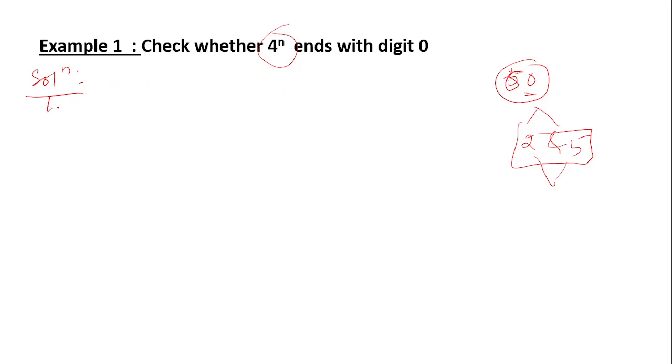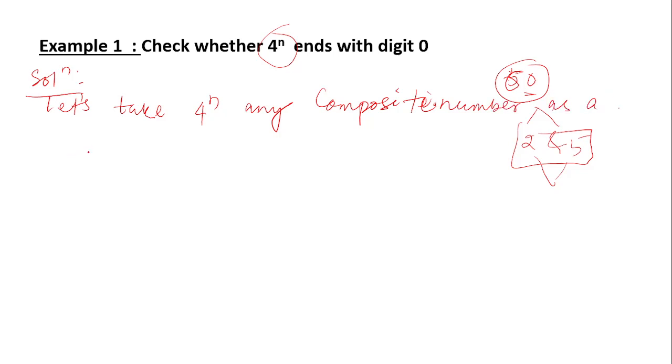Let us perform. Let us take 4 to the power n, any composite number, as a. According to the fundamental theorem of arithmetic, every composite number can be represented as the product of primes. So we can write a is equal to 4 to the power n.